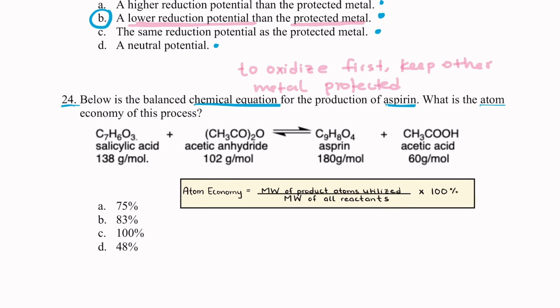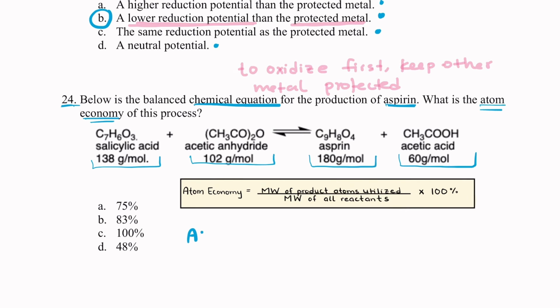Last but not least, problem 24 says, below is the balanced equation for making aspirin. What is the atom economy of this process? We're told the molar masses. Salicylic acid is 138 grams per mole. Acetic anhydride is 102 grams per mole. Aspirin is 180 grams per mole. And acetic acid is 60 grams per mole.